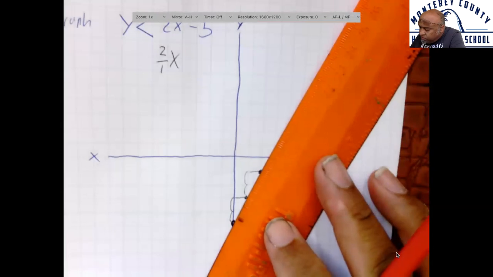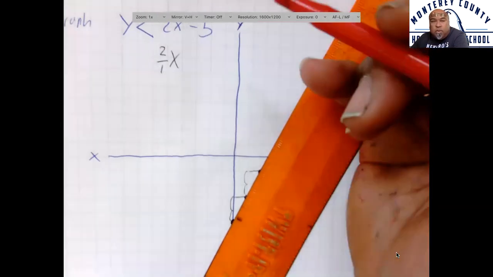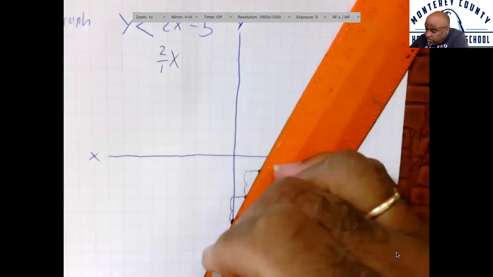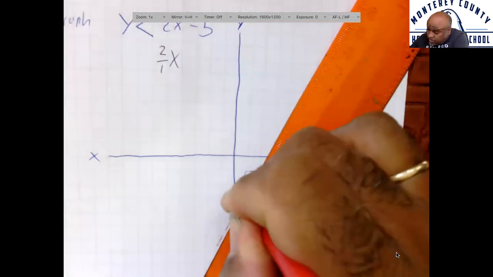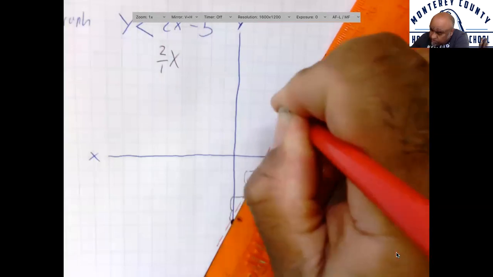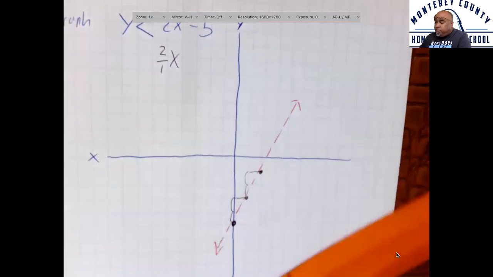However, I have to determine, is this going to be dotted or dashed? So this is an open inequality. Solid or dashed. So I make it a dashed line because it's open. It's open line, open inequality.